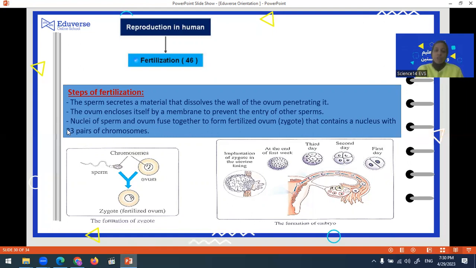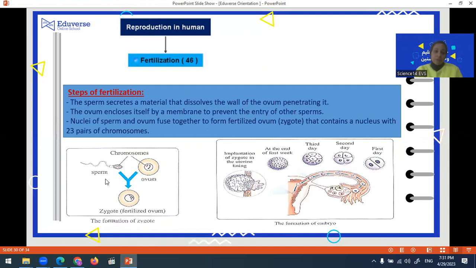That contains a nucleus with 23 pairs of chromosomes, and then multiple divisions will happen to form the embryo. So here you can see this is the first day, second day, the third. At the end of the first week, implantation of the zygote will be in the uterine lining.